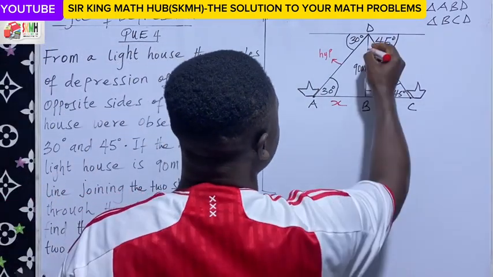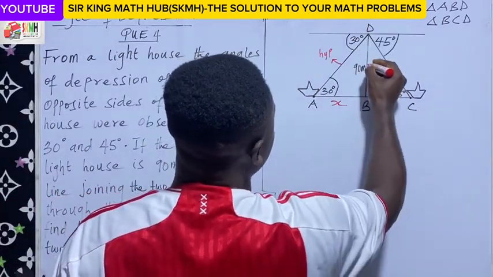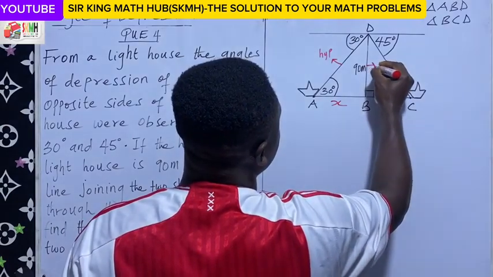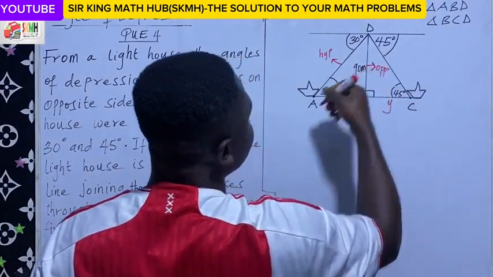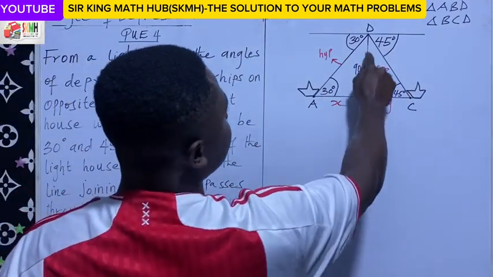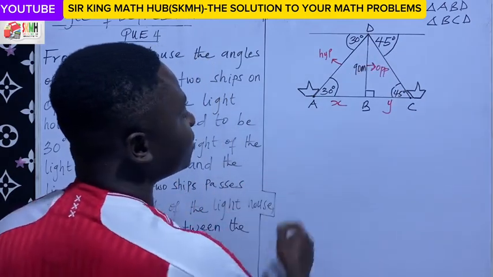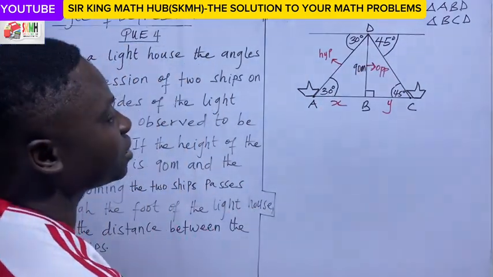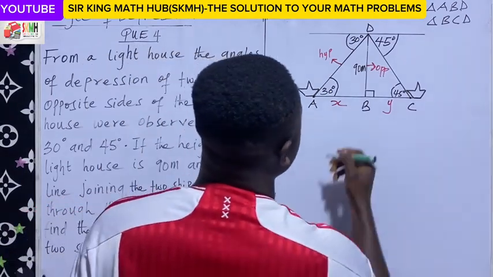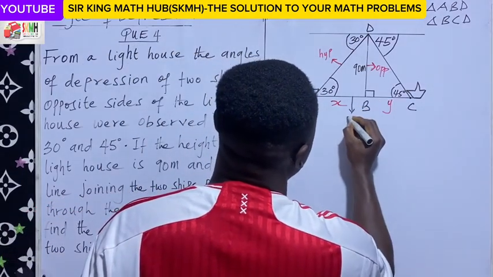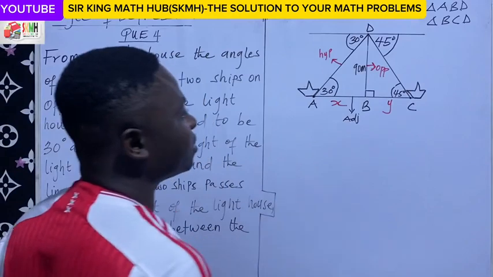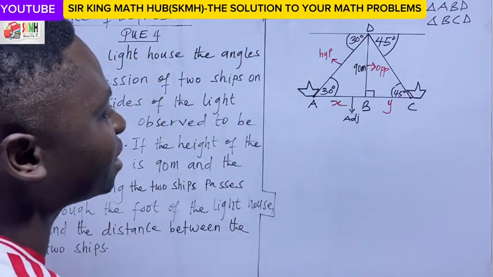Again, this side here, the height of the lighthouse, represents the opposite because the height of the lighthouse faces the acute angle. That makes it opposite. And obviously, the remaining side becomes the adjacent.